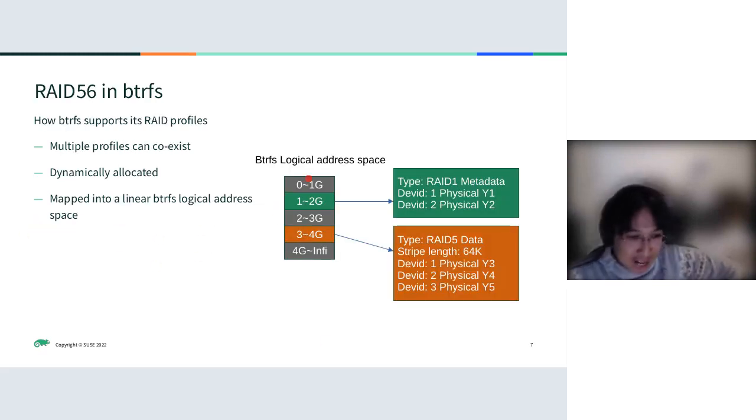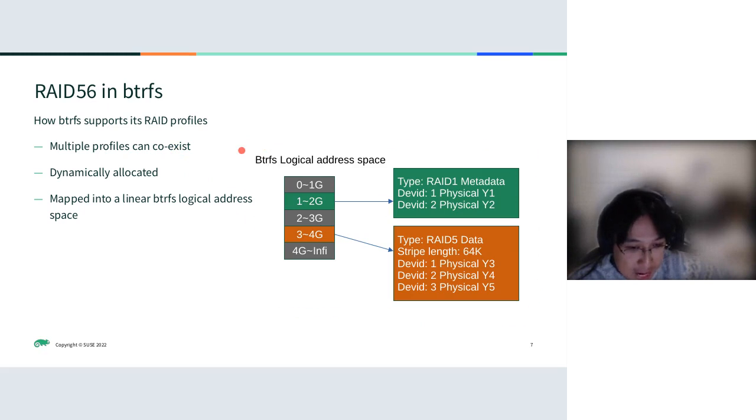The next slide is talking about RAID 56 in Btrfs. First thing, how Btrfs manages different profiles. If one tries Btrfs, you will see that at mkfs time, Btrfs will report that the metadata has some profile and the data has some profile. The profiles can coexist. For example, there is an example.